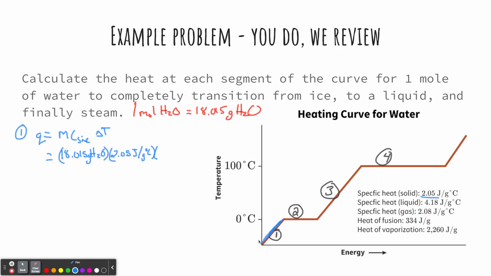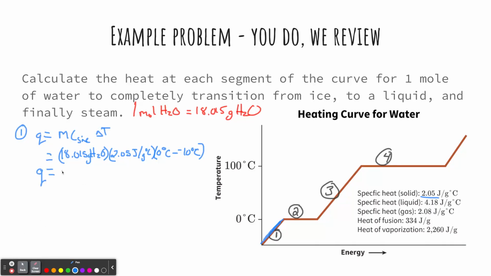Guys, we'll just say for argument's sake that the ice is at negative 10 degrees Celsius. So we're going to do 0 degrees Celsius as our final temperature minus negative 10 degrees Celsius. I know that's not the scale, but for argument's sake, we'll say it is. And now we're going to plug and chug this into our calculator. I'll be back in one moment.